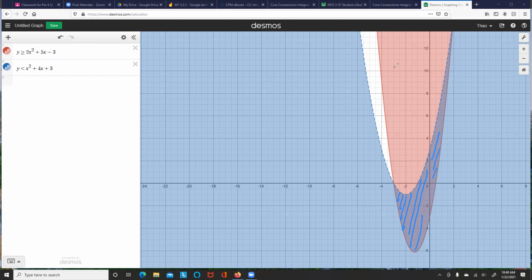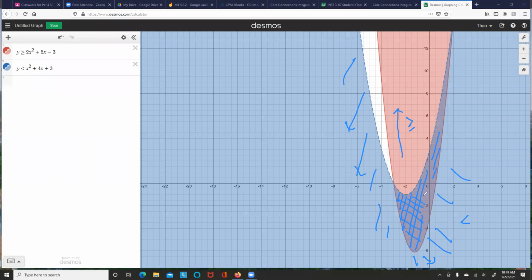Because this was greater than or equal to because it went above, right? And then this was less than the other one because it went below, down here. Greater than would be inside, up. Up is considered inside the parabola, and less than is considered outside the parabola because it's going down this way. So where they overlap is this region.